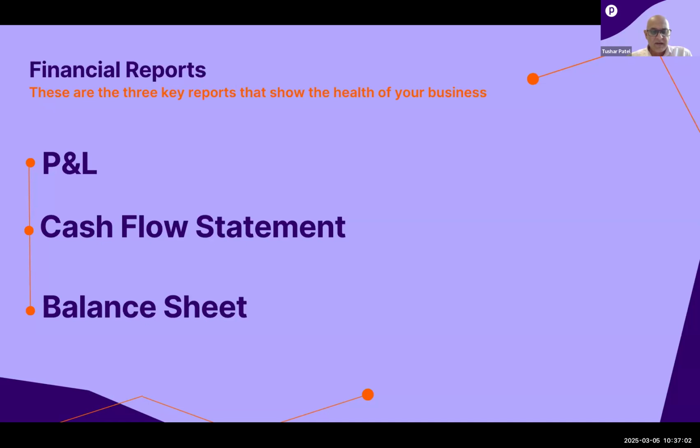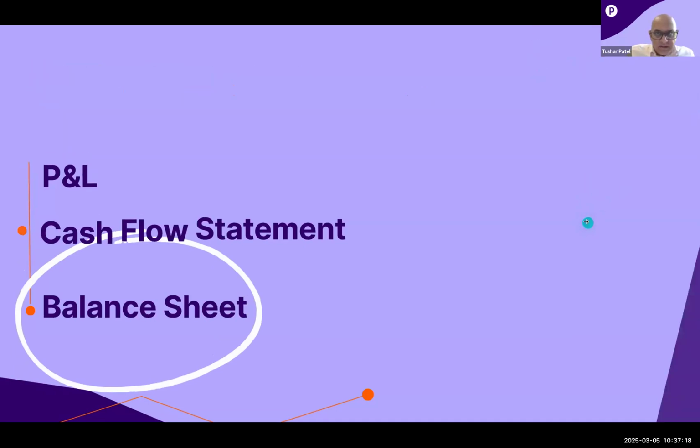But the key focus of today is to focus on the balance sheet. And what does the balance sheet show you? It's essentially a summary of the financial state of your business at a specific point in time. If we could move on to the next slide.